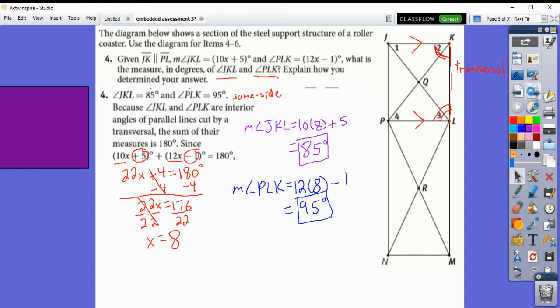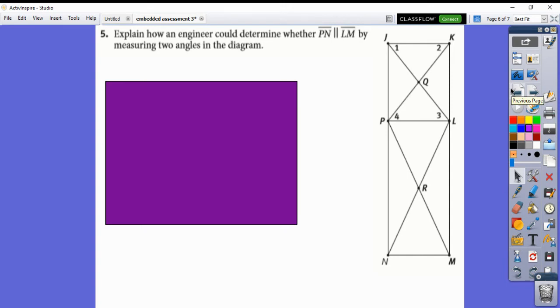So let's look at number 5. Explain how an engineer could determine whether segment PN is parallel to segment LM by measuring two angles in the diagram. So their suggestion is angle NPM, and angle LMP, this angle over here.